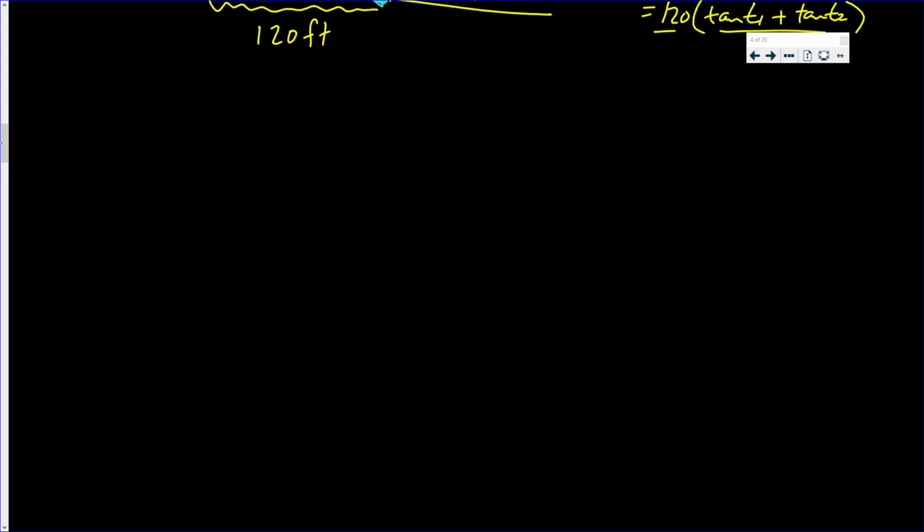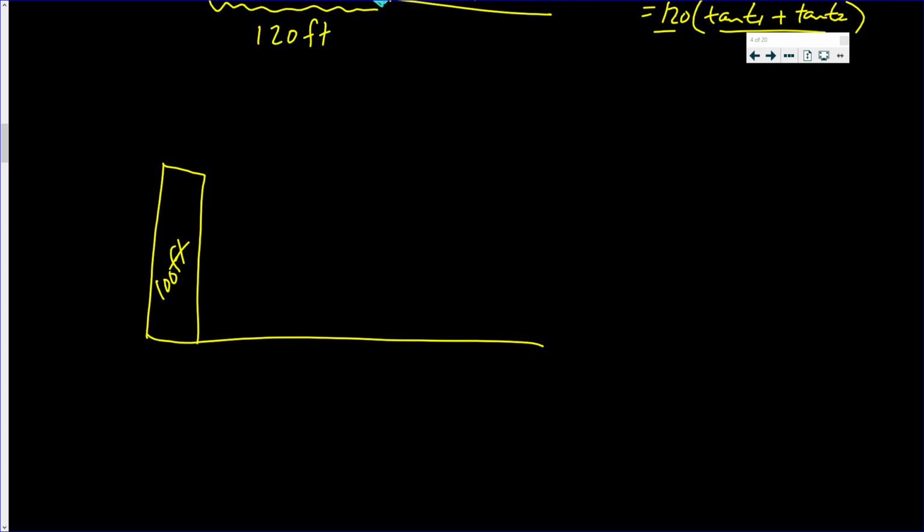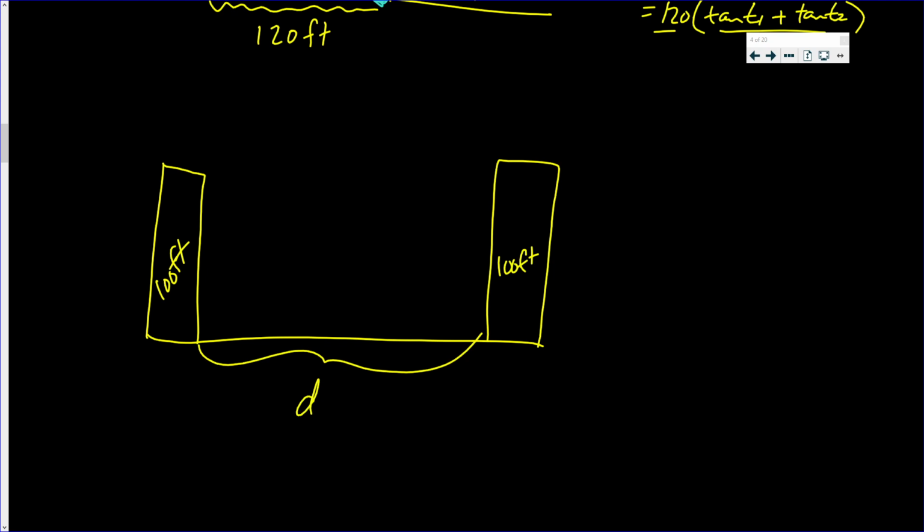Now, suppose we somewhat reverse the problem. Here's the ground. Here is one building. They tell you it's 100 feet tall. And here's another building. They tell you this building is 100 feet tall. Let's decide if we need all of this. And they want you to find the distance between the two buildings, but they tell you that this angle is 60 degrees.